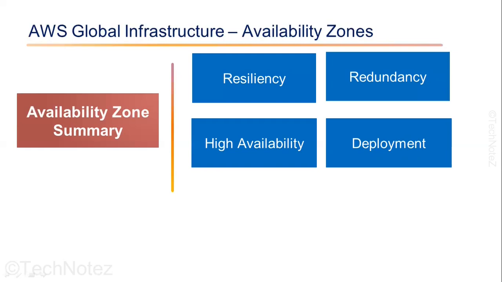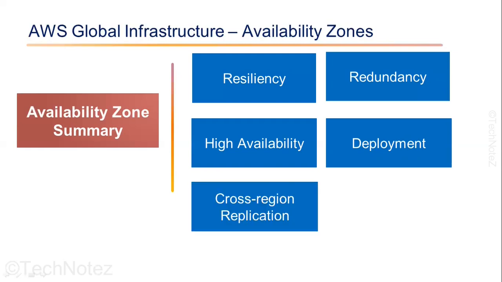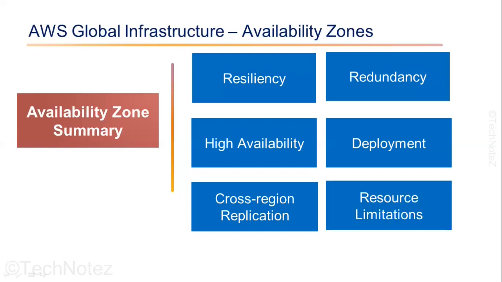The cost of deploying resources across multiple availability zones may be higher than deploying the resources in a single availability zone. AWS also provides cross-region replication to help you replicate data between regions. An AWS availability zone may have resource limitations, such as the number of instances that you can launch or the type of instances that are available in a specific region. So when you are designing your application for AWS, you should consider all these points before hosting your infrastructure on the AWS cloud.